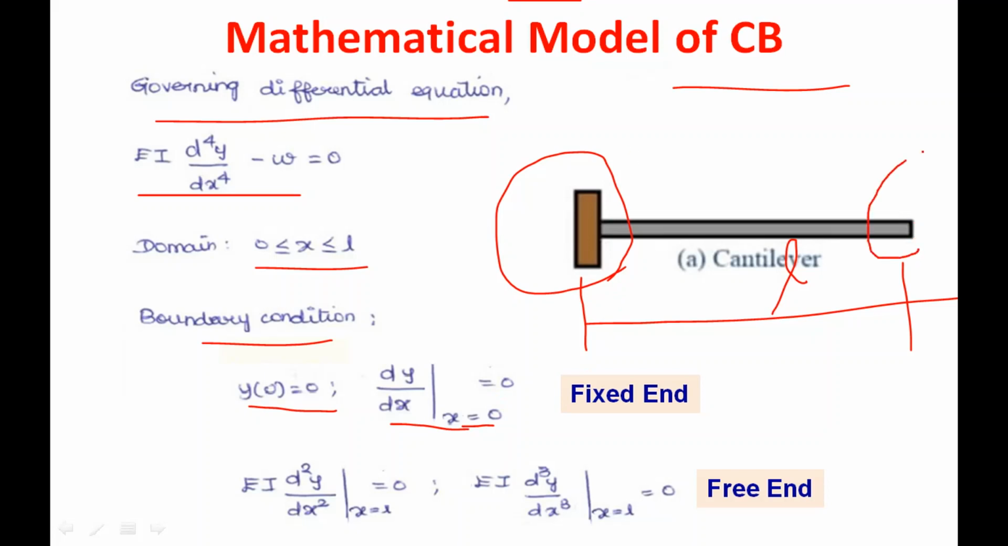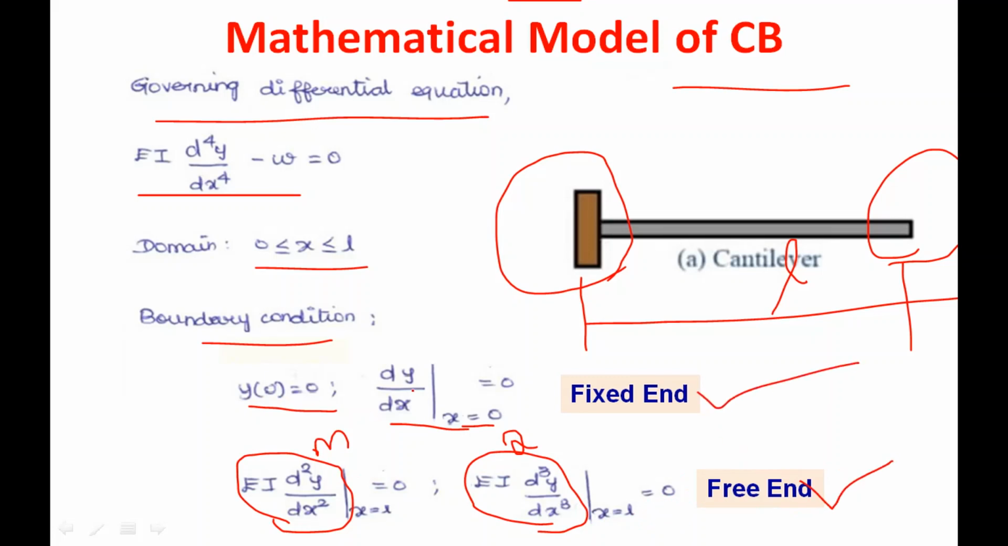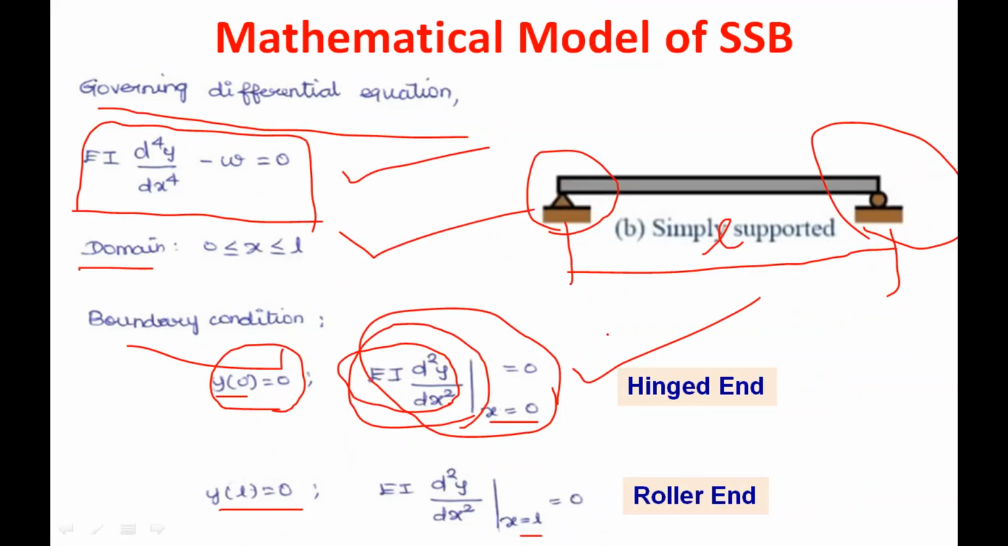At the free end, it is free to deflect and also free to rotate. At the free end, bending moment 0 and also shear force 0. That you have to remember. EI d square y by dx square is equal to 0. EI d cube y by dx cube at x equal to L equal to 0. This is the boundary condition for the free end. Boundary condition for the fixed end: deflection 0, slope 0. Similarly, boundary condition for the hinged end: deflection 0, bending moment 0, and the roller end also like that.